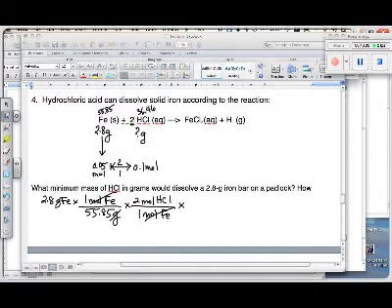But I want grams of HCl, so I have one more step, and that is to multiply by the molar mass, which is always in the units of grams per mole, and the moles cancel, and I will end up with my grams. So times 36.46, 0.1 times 36.46, so I should end up with 3.65 grams as my final answer.